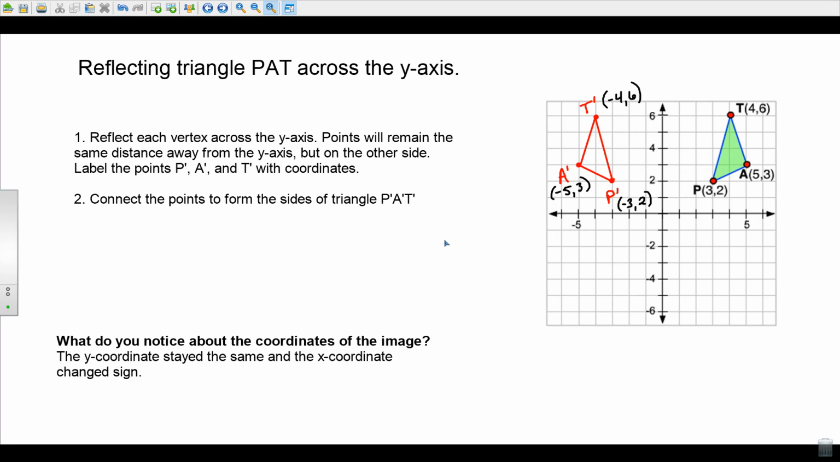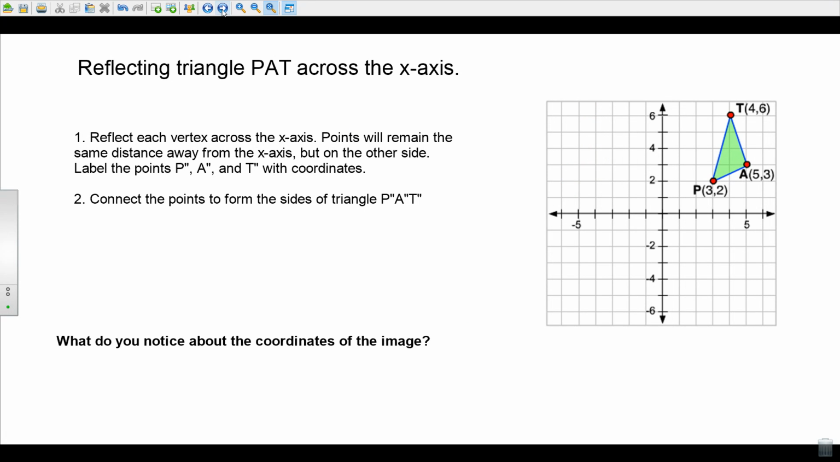Okay. Let's do the same thing. Let's go across the x-axis. So same triangle, PAT, but this time let's go across the x-axis. So we're going to do the same thing, reflect them across, same distance away from the x-axis. So P is 2 units above. It's going to move 2 units below for P prime. A is 3 units above, so it'll move 3 units below for A prime. And then T, same vertical line, it's 6 units above, so it's going to move down 6 units below right there.